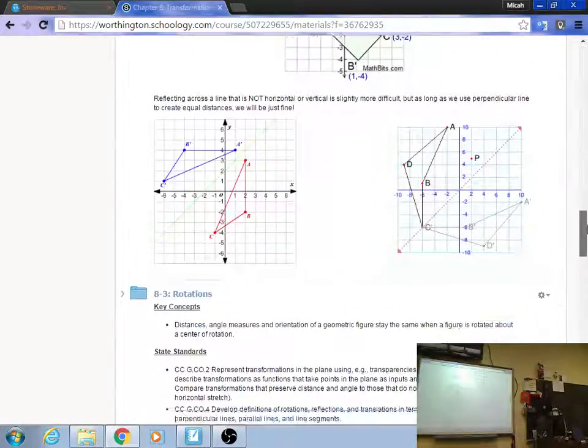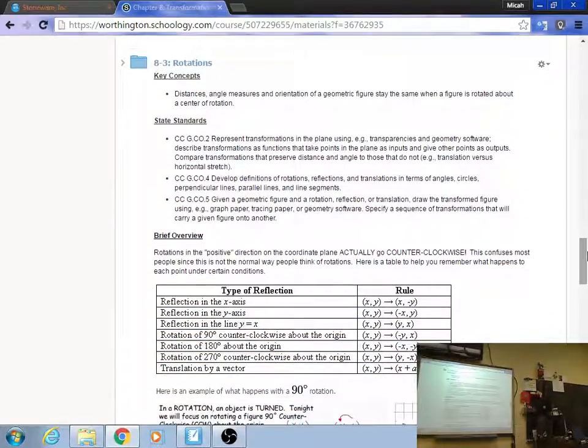Questions on 8.3, dealing with rotational concepts. I gave you a little cheat sheet there. Remember that when we're rotating in the positive direction, it's counterclockwise. Anything from 8.3? No? I thought the geometry chapters might be a little easier.